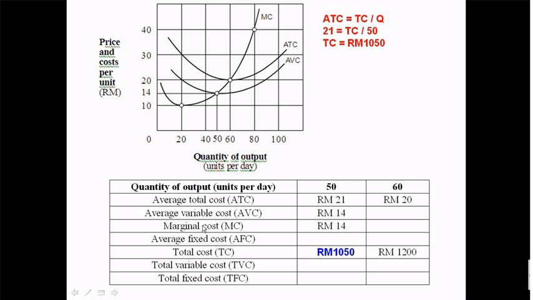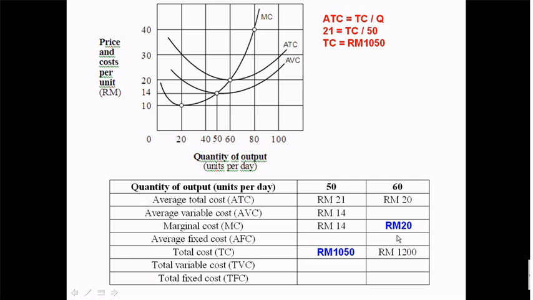Next, the marginal cost for 50 units is 14. You can see from the graph here, at 50 units, on the marginal cost curve, the marginal cost is 14. For 60 units, the marginal cost at this point is 20. It's already given in the graph, so we can just fill in the blanks here. Marginal cost 20 ringgit.